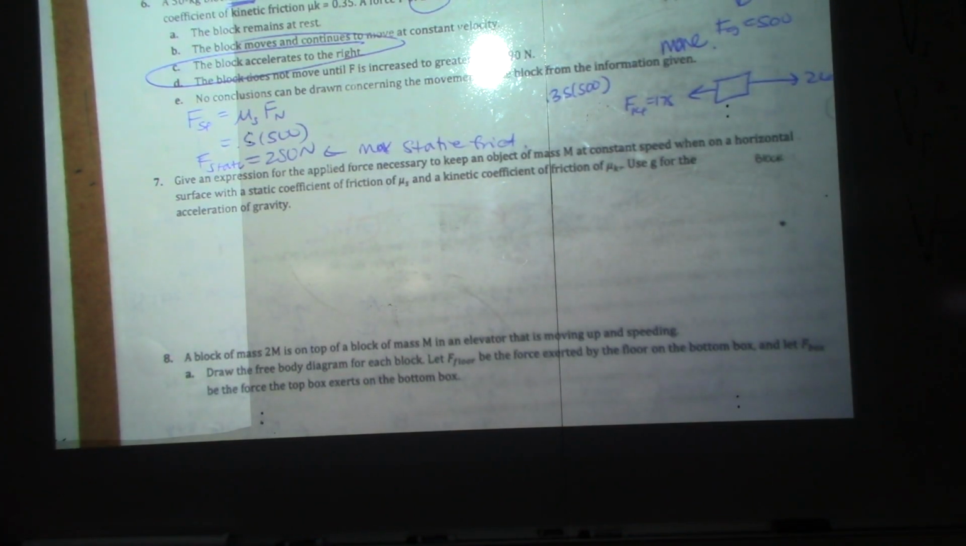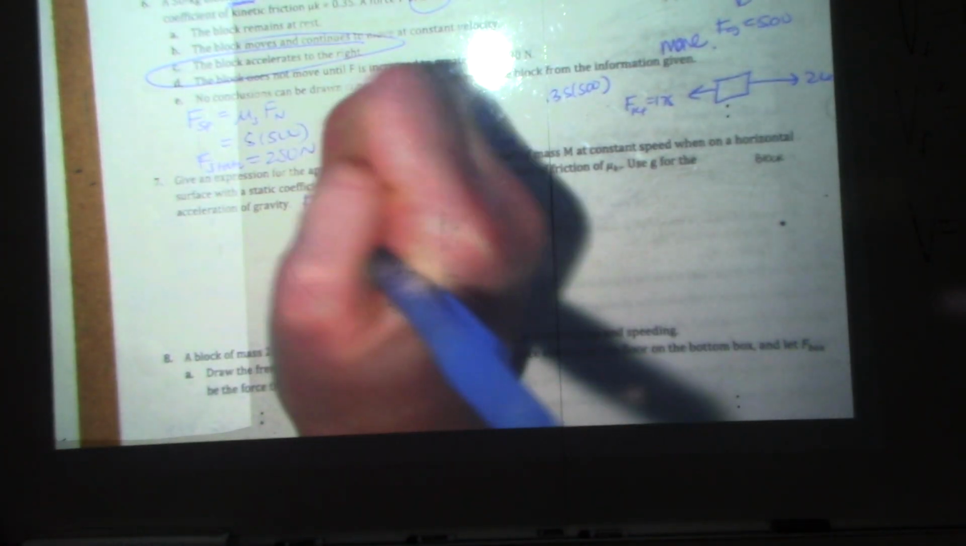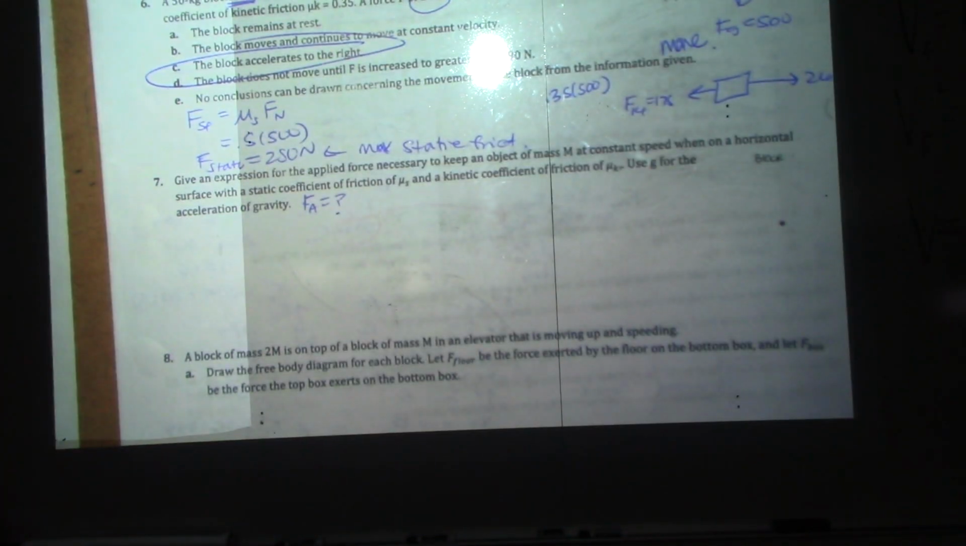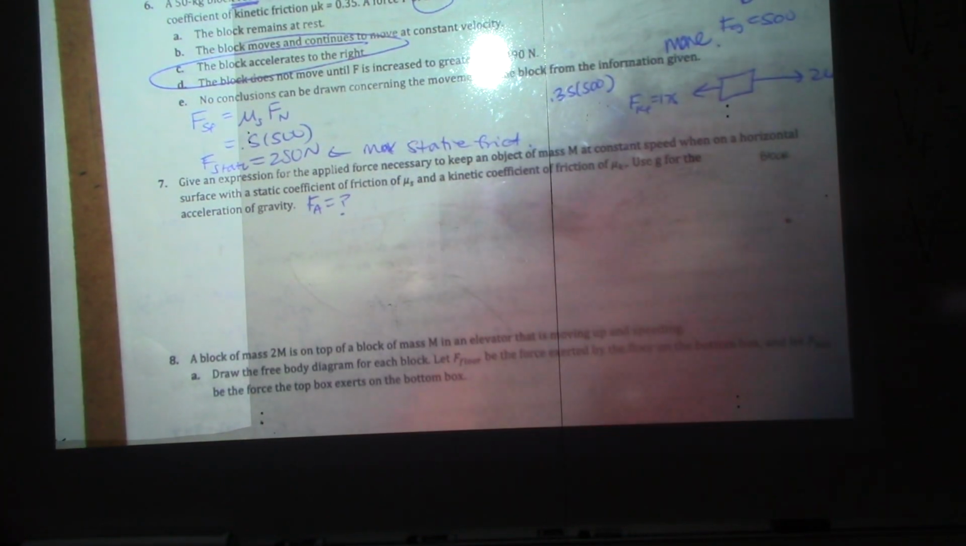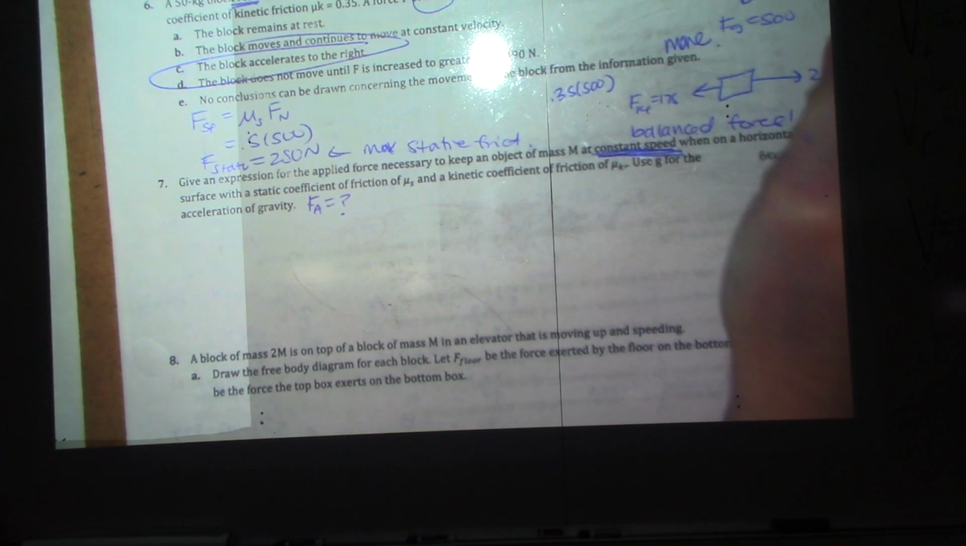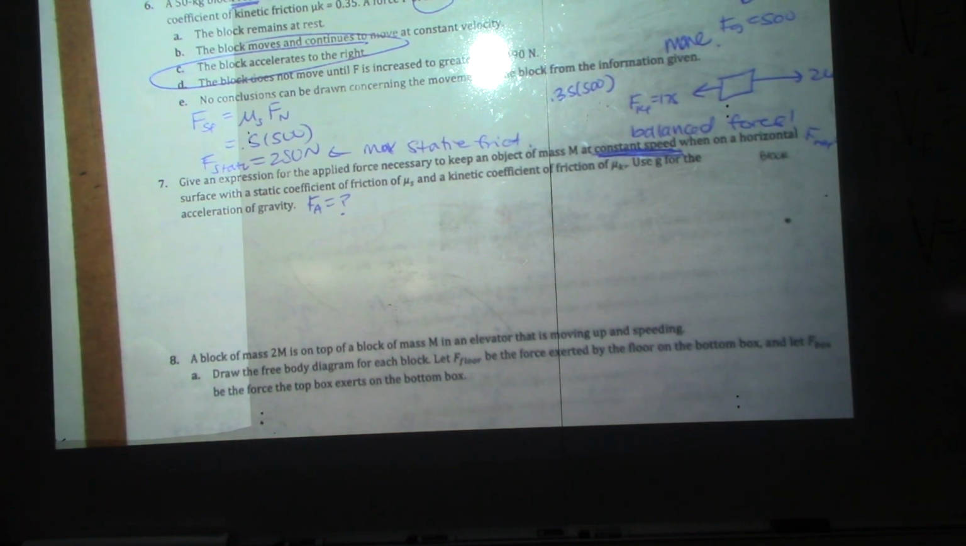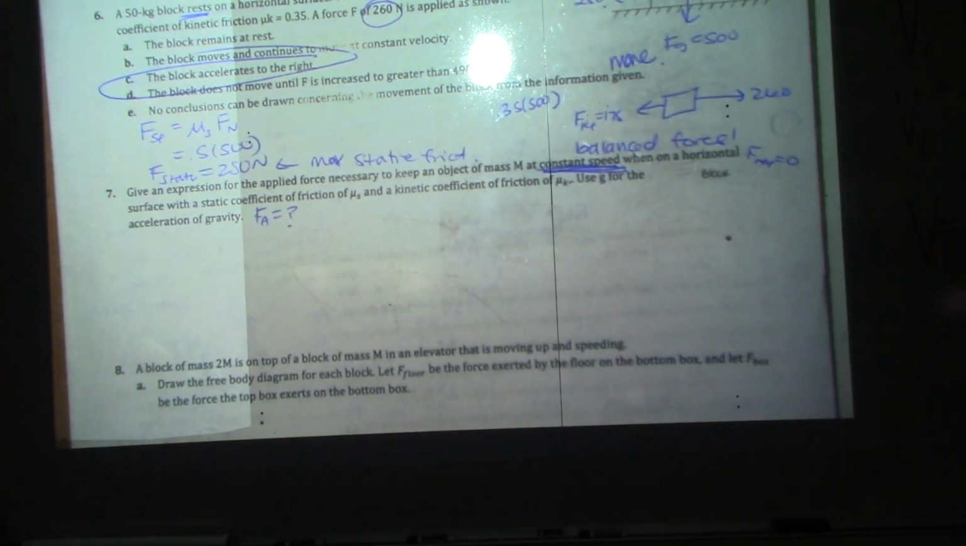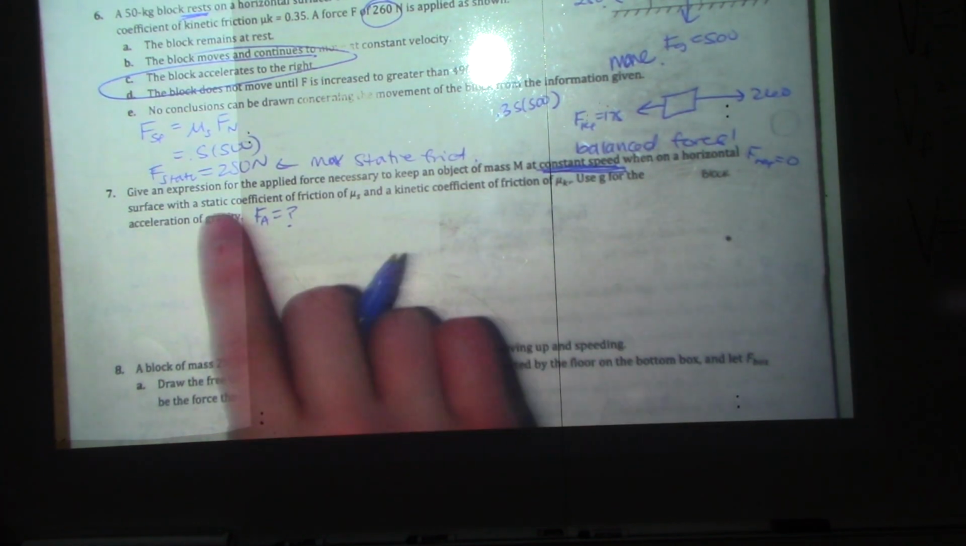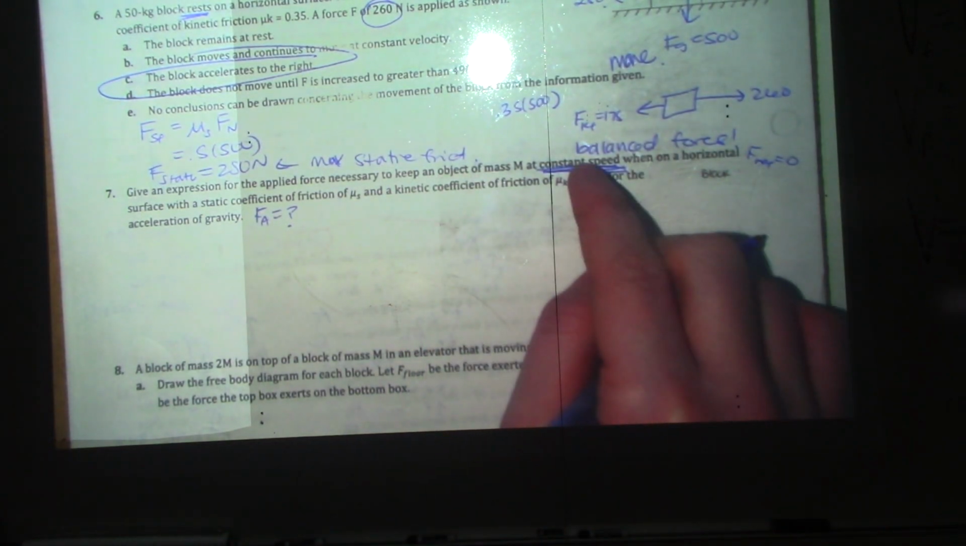We want an expression for the applied force. I'm looking for F applied to keep an object of mass m at a constant speed. As soon as you see constant speed, that means balanced forces, and F net equals 0. So if you have F net equals ma, your acceleration is 0 here. It's not accelerating since it's at a constant speed. And we've got static versus kinetic friction. Here, I want to keep it moving at a constant speed, so I'm going to be using kinetic friction, not static, because I'm not starting from rest.